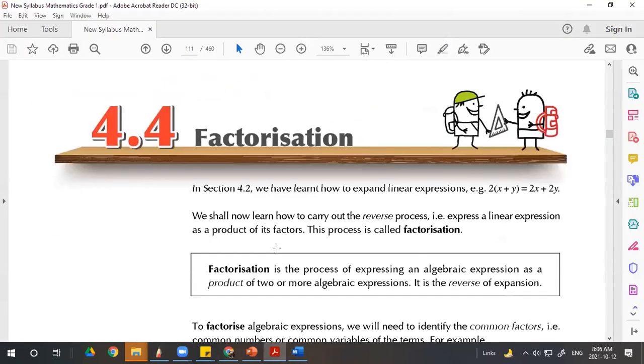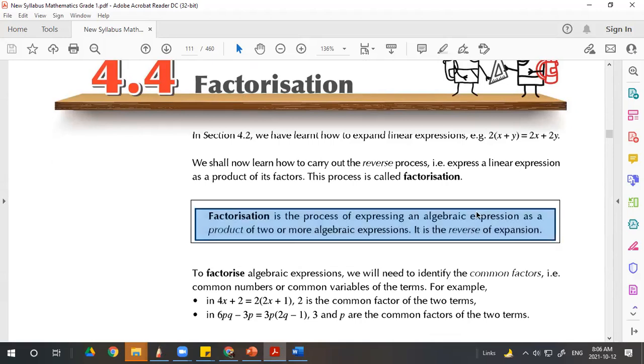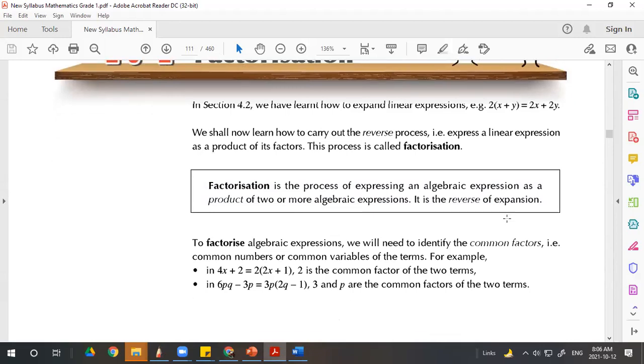Next, factorization. So what is factorization? This is the harder one. It's the process. Okay, you can read it. The process of expressing an algebraic expression as the product of two or more algebraic expressions. It's the reverse of expansion.